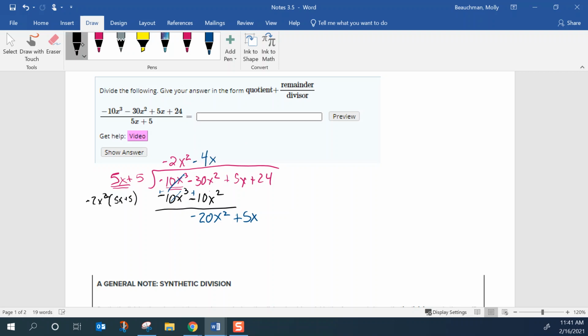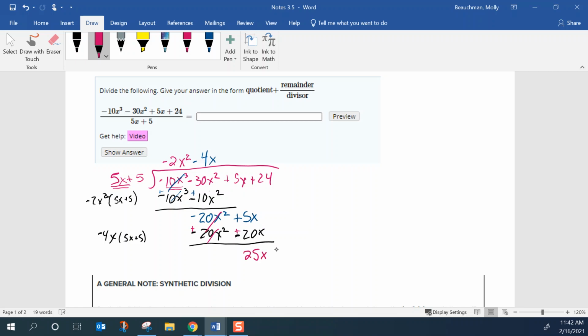Then we take negative 4x and multiply it by 5x plus 5. We end up with negative 4x times 5x is a negative 20x squared. Negative 4x times 5 is minus 20x. And we do the same thing we did up above. We're going to end up subtracting, so I'm going to change the signs and add. Negative 20x squared minus a negative 20x squared cancel each other out. 5x minus a negative is plus 20x, which gives us 25x.